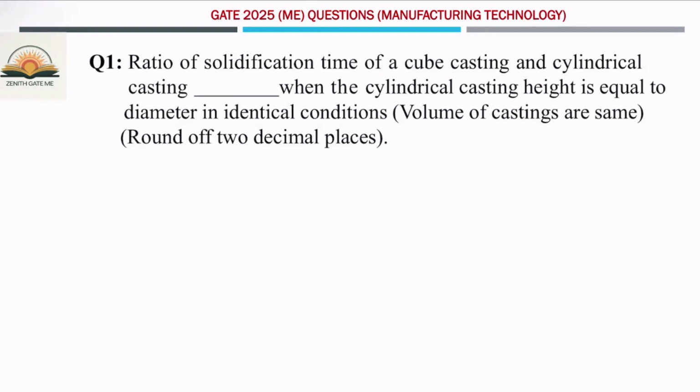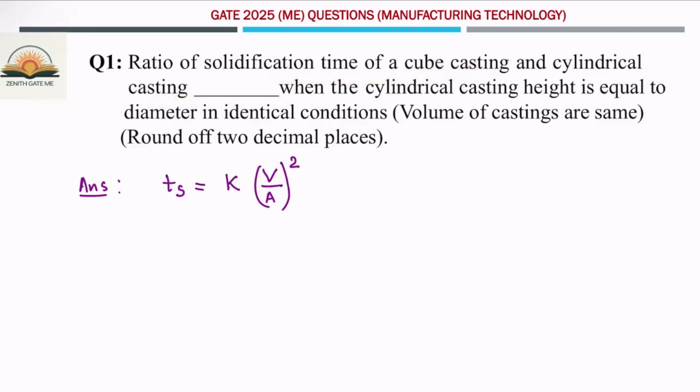Okay. So first of all, you have to understand how you will calculate the solidification time. You can calculate it by using this relation, K into V by A square, where V is the volume of casting and A will be the surface area of casting. Okay. But you have to calculate the ratio of solidification time of cube to the cylindrical casting.